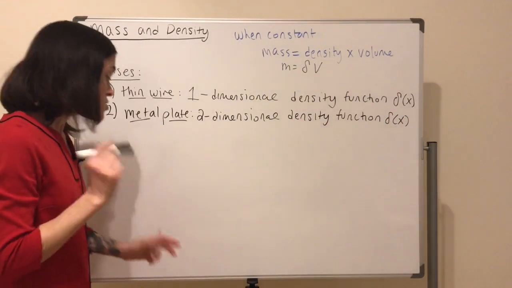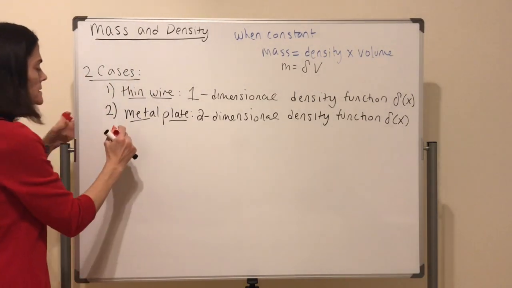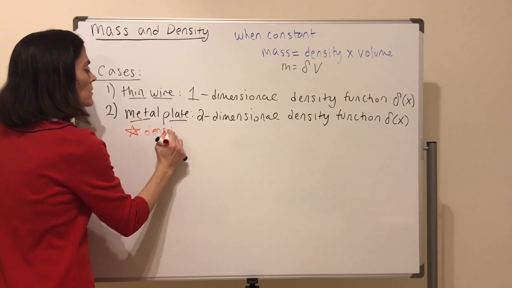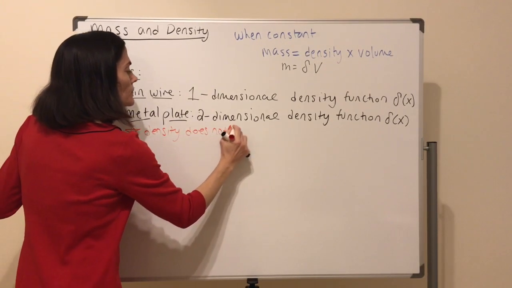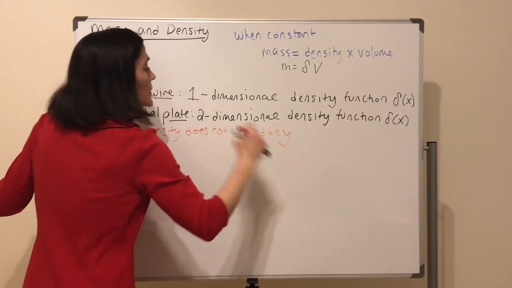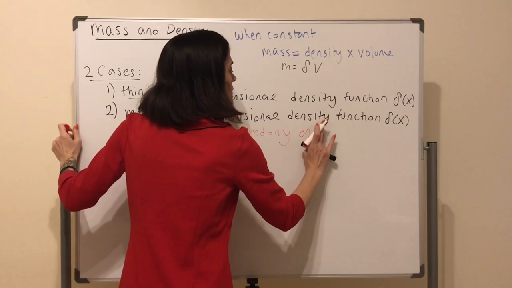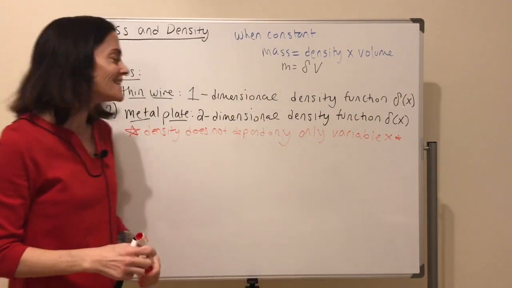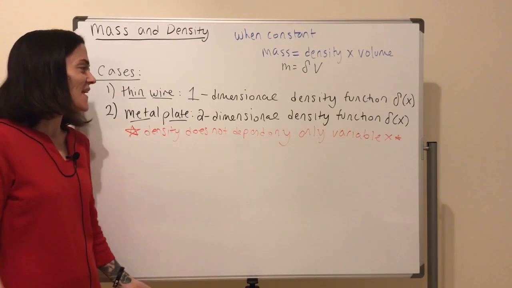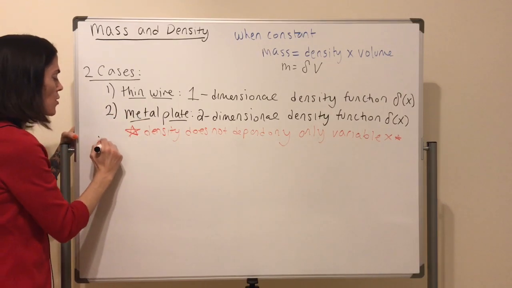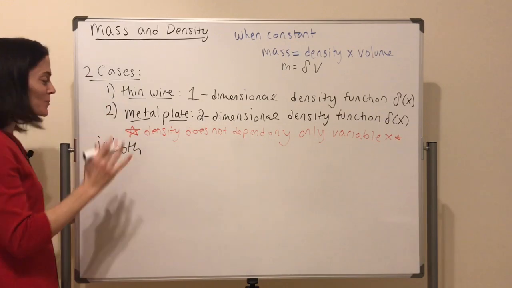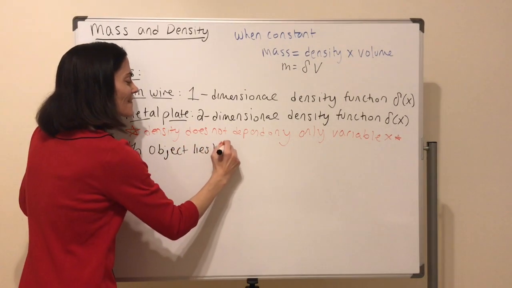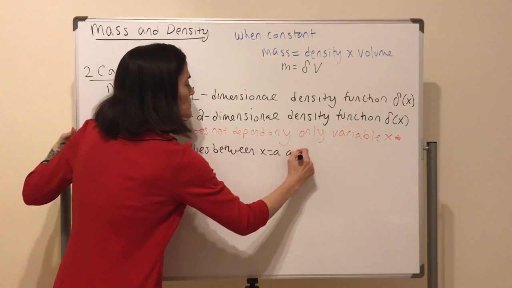And this is an important thing to note, and I'll put a little star: for our two-dimensional case, the density does not depend on y, but only the variable x. If we had a density function that depended on y, we would need Calc 3, and that is not this course. In both situations, whether it is a thin wire or a metal plate, the object is lying between x equals a and x equals b.